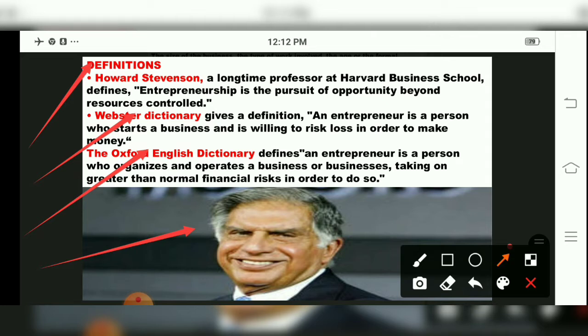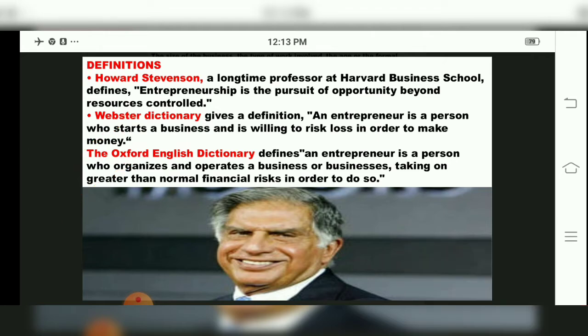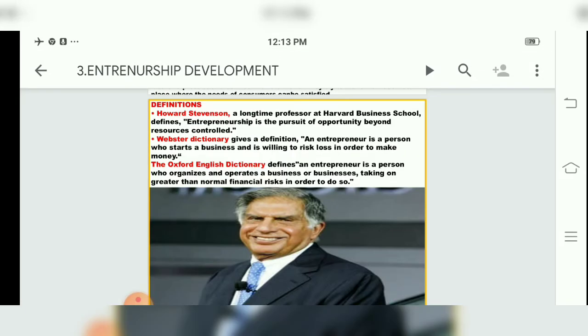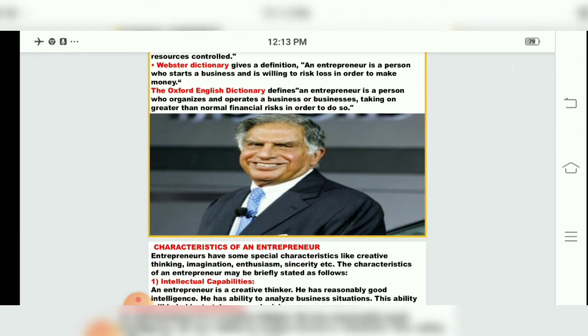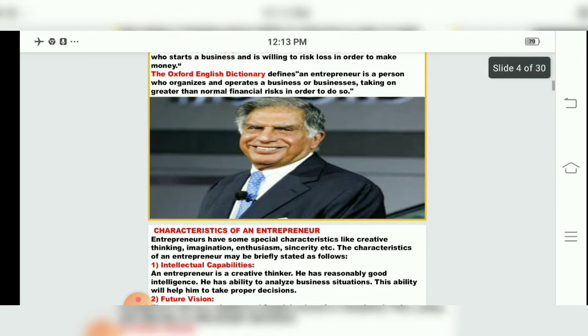According to the Oxford English Dictionary, they define an entrepreneur as a person who organizes and operates business activities or businesses taking on greater than normal financial risk in order to do so. So Webster's Dictionary is telling that taking a risk of loss is there, to make money. Oxford Dictionary tells us that an entrepreneur is a person who organizes and operates a business or businesses taking on greater than normal financial risk.